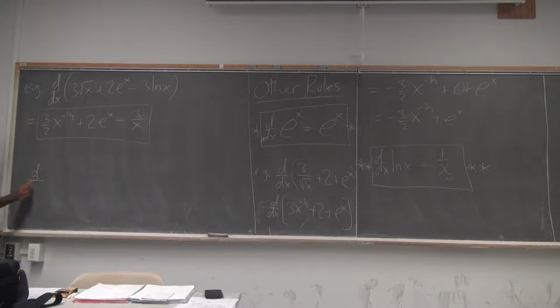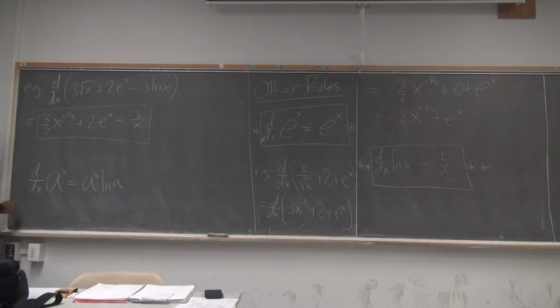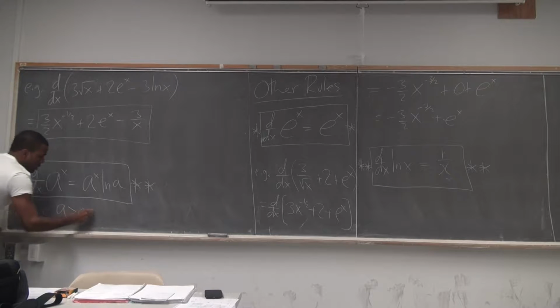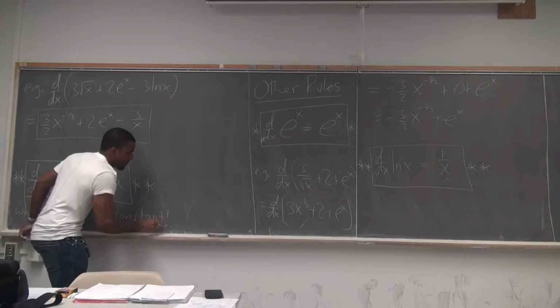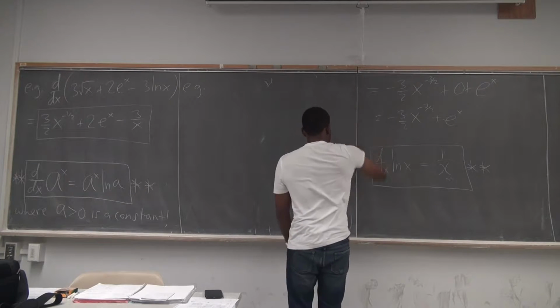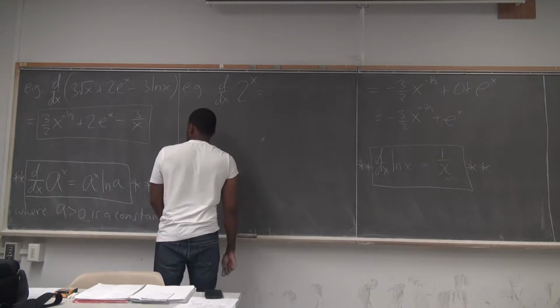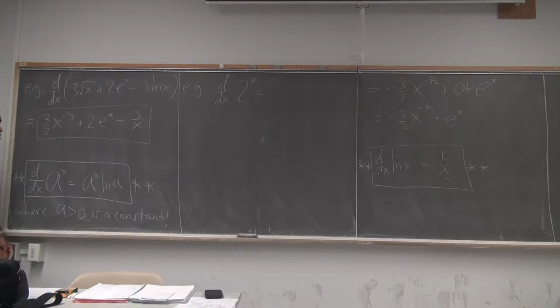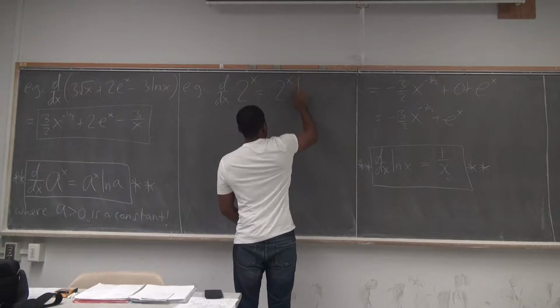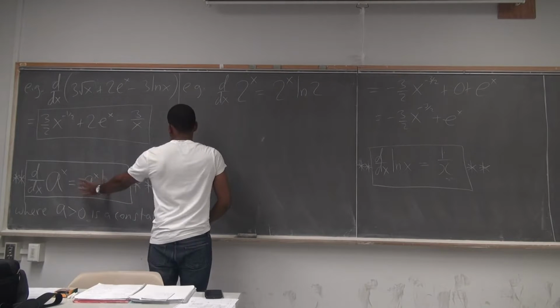Another rule. This is generalizing the exponential derivative, where a greater than 0 is a constant. For example, if I'm differentiating something like 2 raised to the x power, right? In this case, my a is number 2. And so this is just 2 to the x times ln of 2 would be the answer. And again, this is just something that we know now.